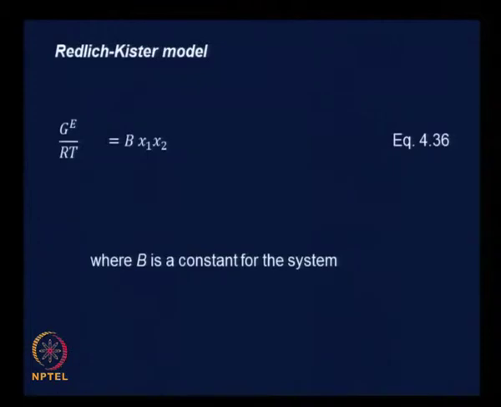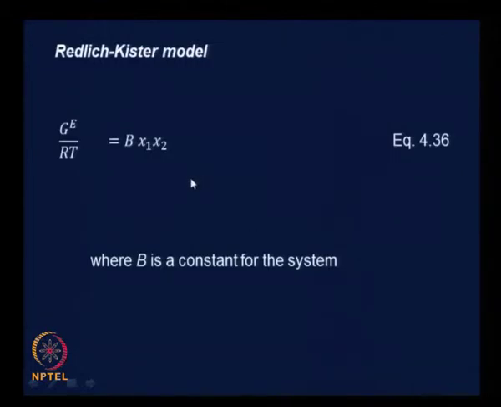Welcome. In the last lecture, we started looking at models for activity coefficients for binary systems consisting of two components, and we said we would limit ourselves to binary systems in this particular course. We looked at the Margules model and we found expressions for gamma 1 and gamma 2. We started looking at the Redlich-Kister model, which is GE by RT equals B x1 x2, where B is a constant for the particular system.